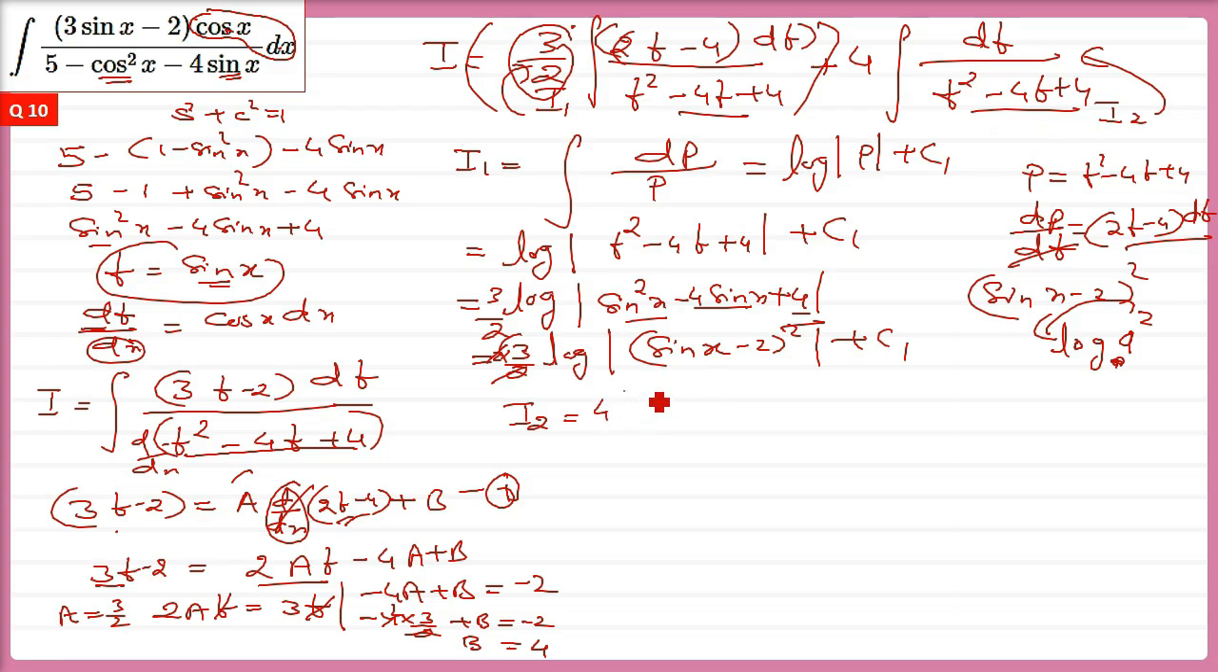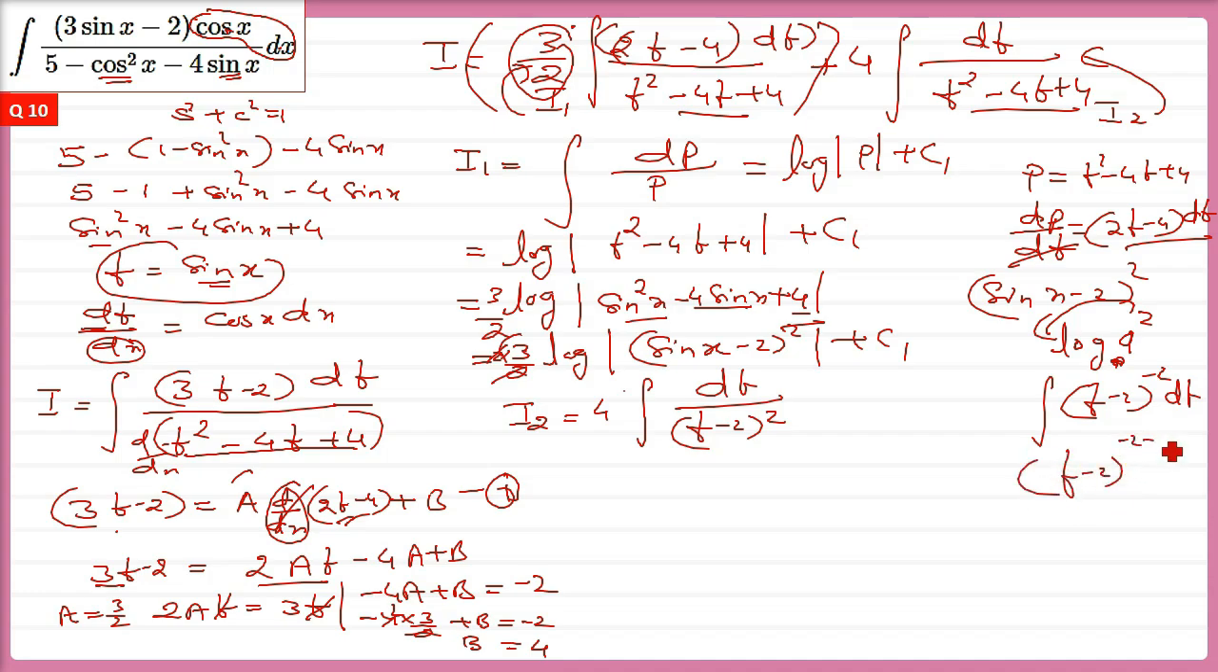Now do you want to make it a perfect square? You don't need to, because it's already a perfect square. It's t minus 2 whole square. t square minus 4t plus 4 is already t minus 2 whole square. So this t minus 2 goes up. We are going to integrate it. t minus 2 to the power negative 2, so t minus 2 to the power negative 2 plus 1 divided by negative 2 plus 1. This will be t minus 2 to the power negative 1, and this is negative. So it will be minus 1 by t minus 2.